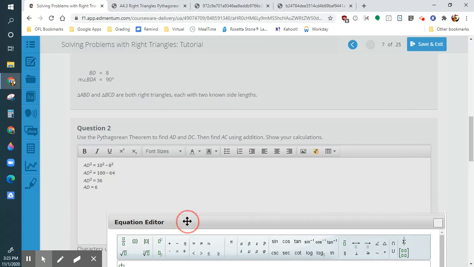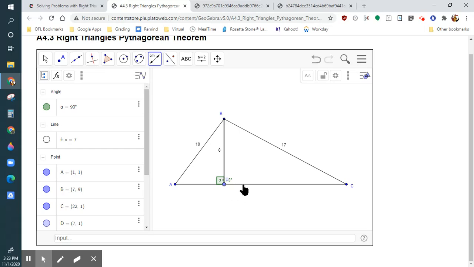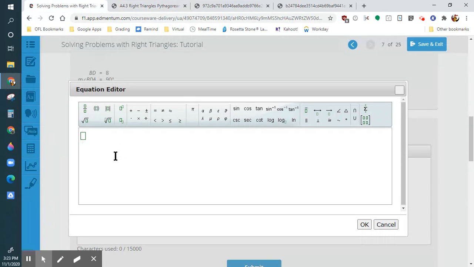So next one we need to find is DC. So DC would be this angle right here. So if this is 8, we're going to do DC squared equals 17 squared minus 8 squared, which, I just basically copied and pasted to make it easier.